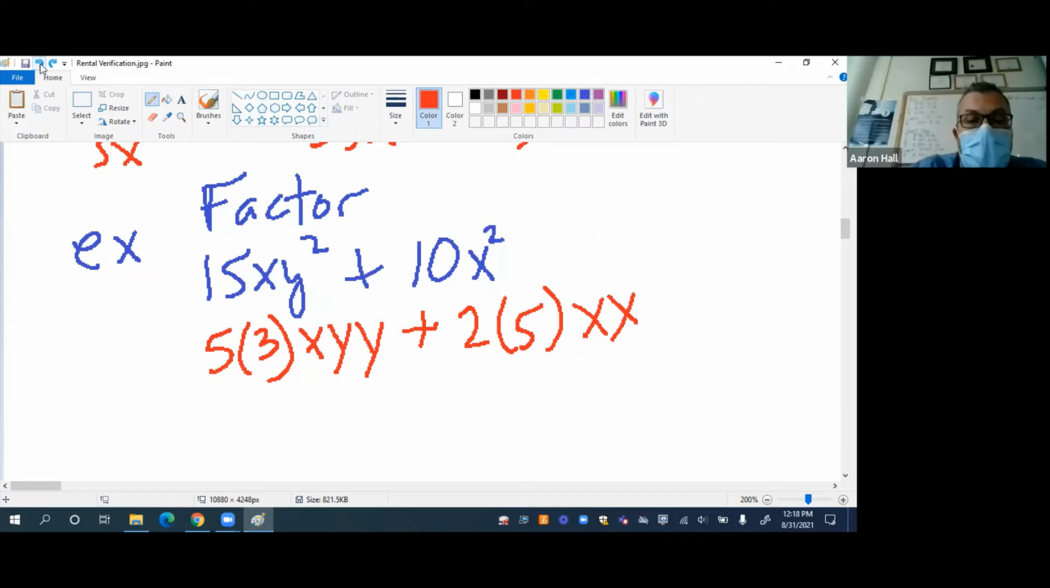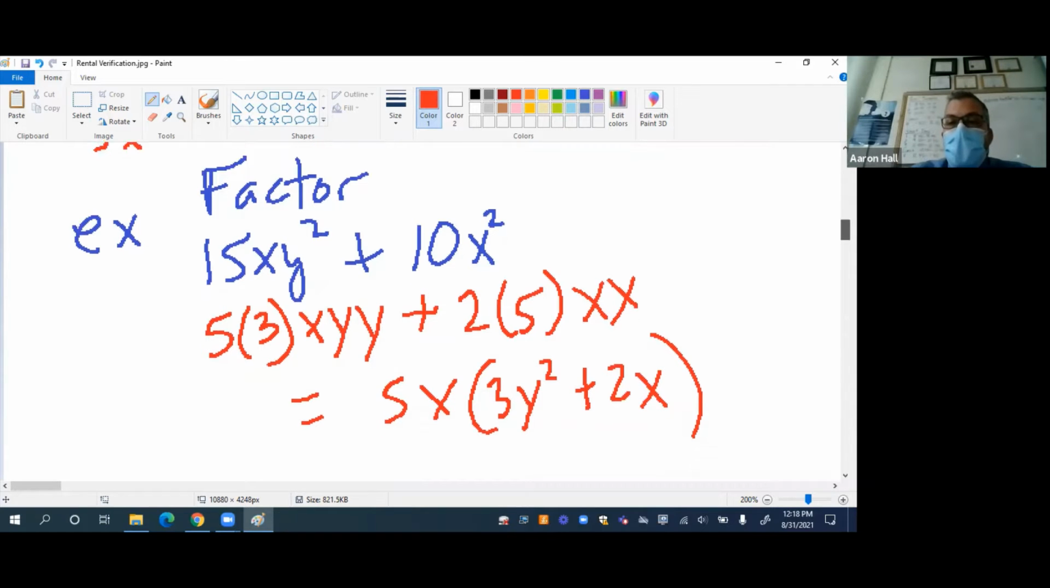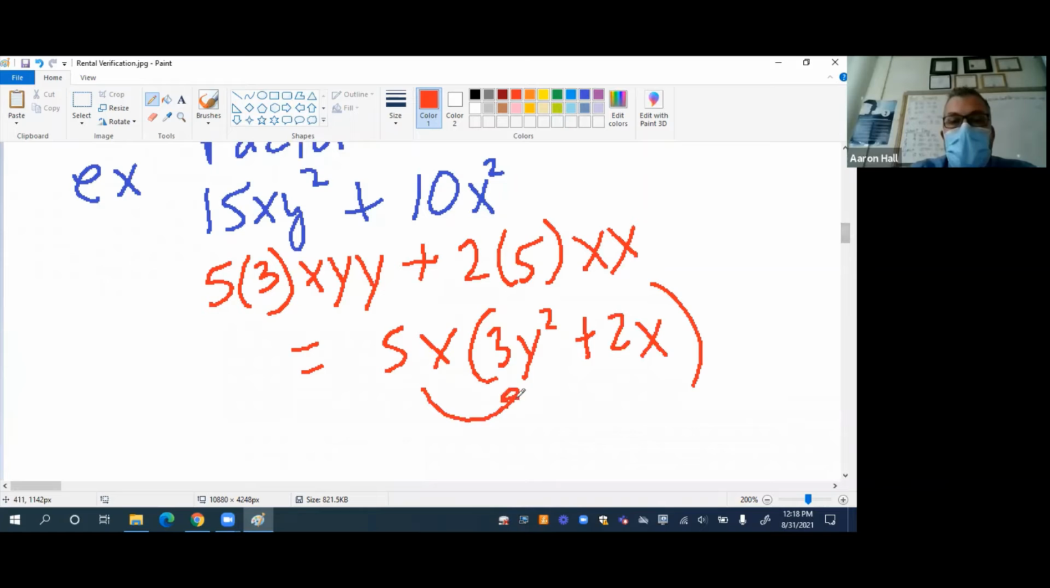So we can rewrite this as 5x, and what's left over? 3y squared plus 2x. Now we're going to check really quick. We want to make sure that we did it right. We're going to distribute back. If we distribute back, what do we get? 15xy squared, that's the same. And 10x squared. So we know we did it right.